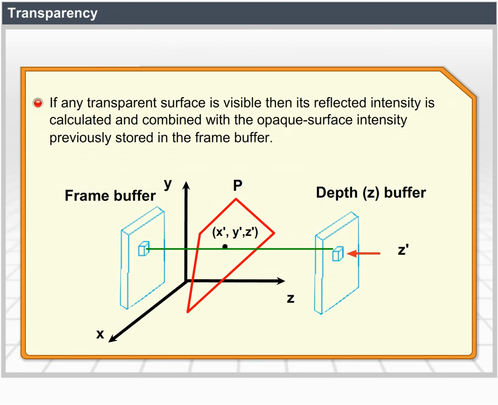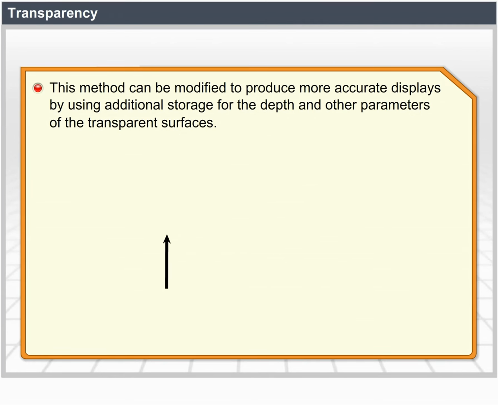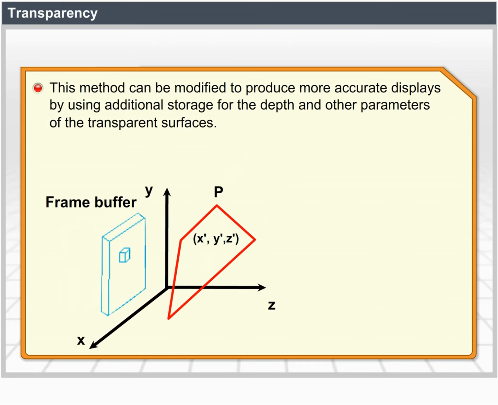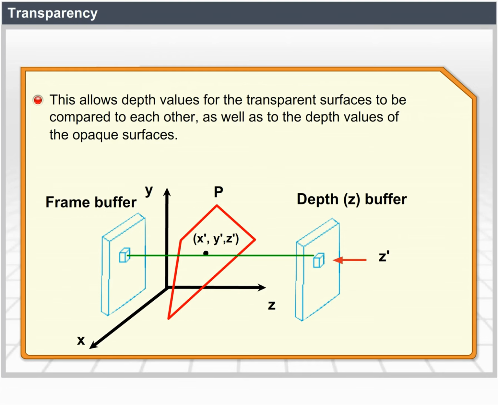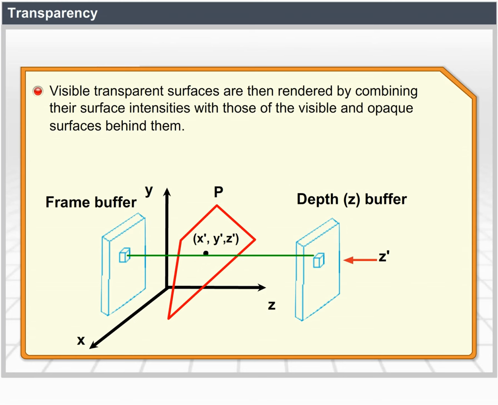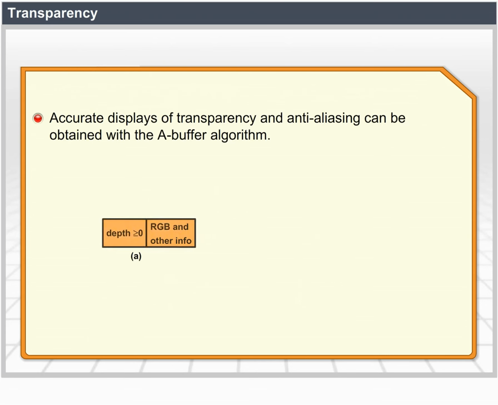This method can be modified to produce more accurate displays by using additional storage for the depth and other parameters of the transparent surfaces. This allows depth values for the transparent surfaces to be compared to each other as well as to the depth values of the opaque surfaces. Visible transparent surfaces are then rendered by combining their surface intensities with those of the visible and opaque surfaces behind them. Accurate displays of transparency and anti-aliasing can be obtained with the A-buffer algorithm.